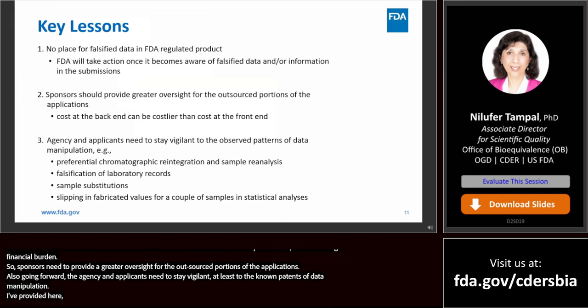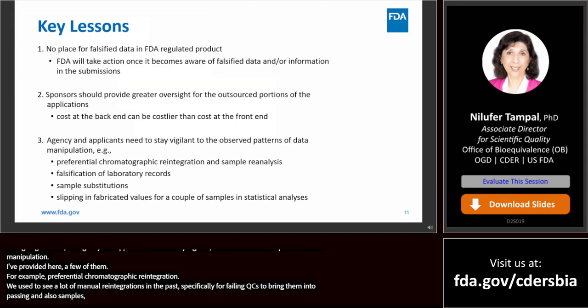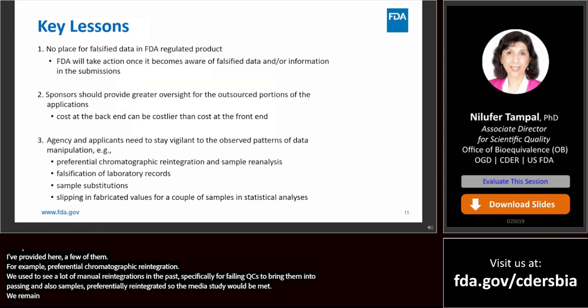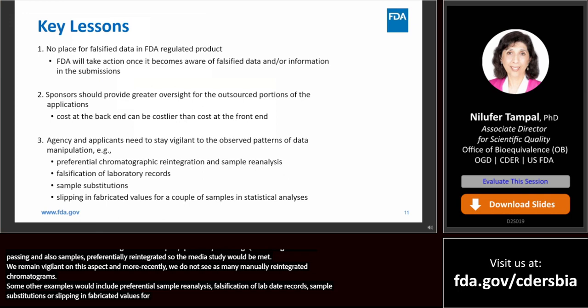For example, preferential chromatographic reintegration. I will say we used to see a lot of manual reintegrations in the past, specifically for failing QCs to bring them into passing. And also samples, which were the Cmax samples, would preferentially be reintegrated so that the BE study would be met. However, we remain vigilant on this aspect, and more recently, we do not see as many manually reintegrated chromatograms. Some other examples would include preferential sample reanalysis, falsification of lab data records, sample substitutions, or slipping in fabricated values for a couple of samples in the statistical analysis, especially the Cmax samples.